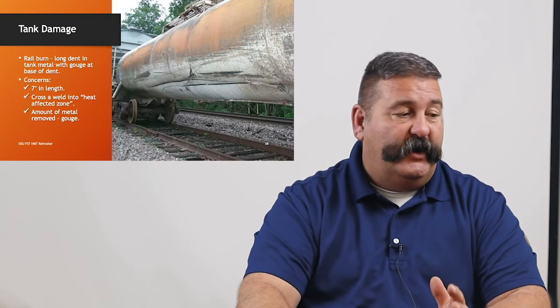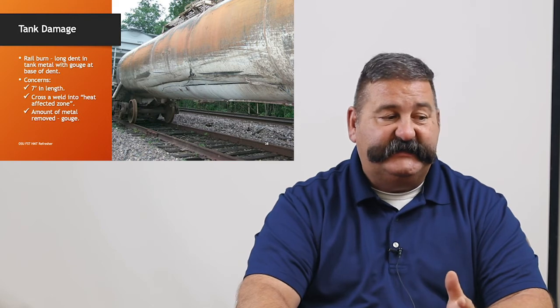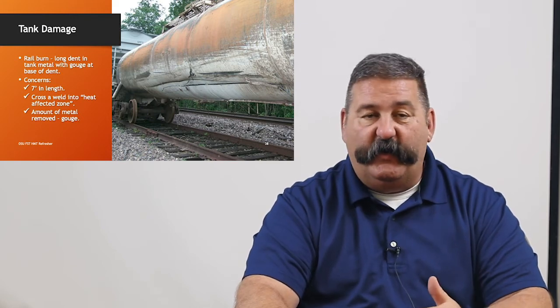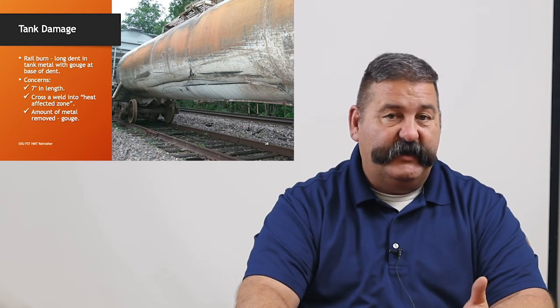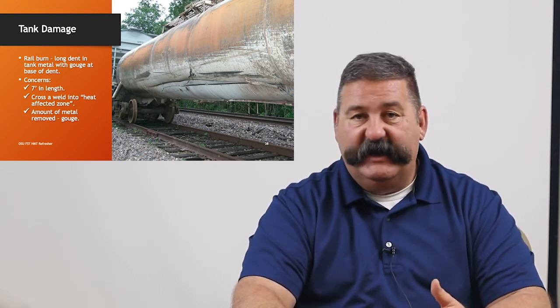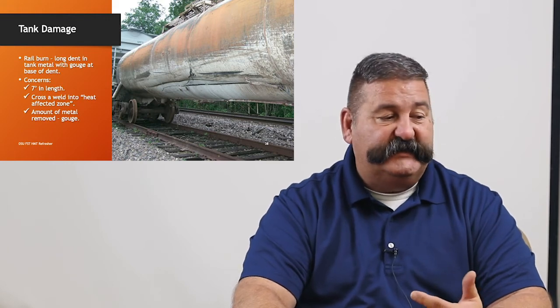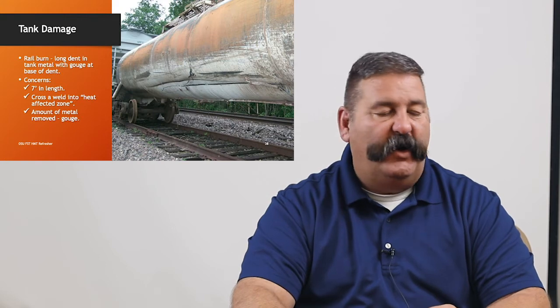We can have rail burn. That's a long dent in the tank metal with a gouge at the base of the dent. The problem we worry about with rail cars is if these are over 7 foot in length, it can be a real problem for the rail car. If it goes across the heat affected zone, along with the metal removed, it's gouged out. So again, you gouge out metal, we're thinning the wall of that tank.